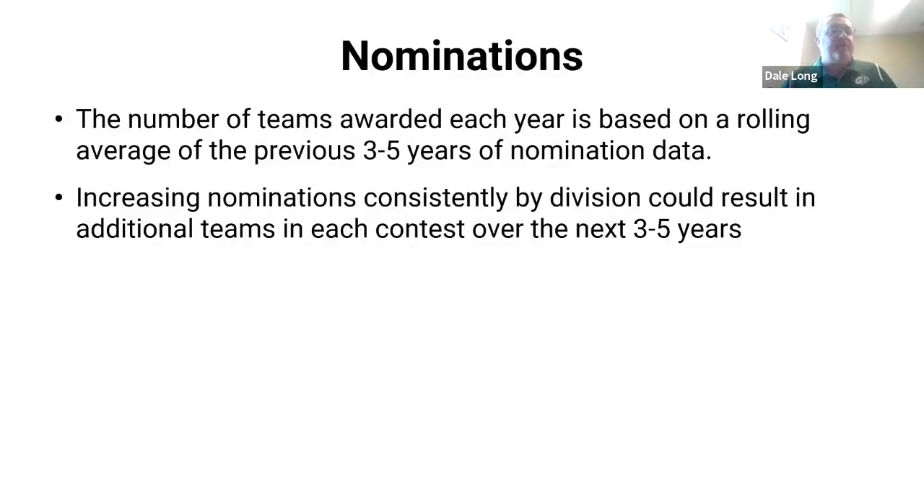Some facts and figures about nominations. The number of teams awarded each year is based on a rolling average of the previous 3 to 5 years of nomination data. So in result, honoring more student athletes by increasing the number of nominations consistently by division could result in additional teams in each contest over the next 3 to 5 years. Right now, the NAIA has 2 teams. So if we get our nominations up, we can have a 3rd team of Academic All-America teams.